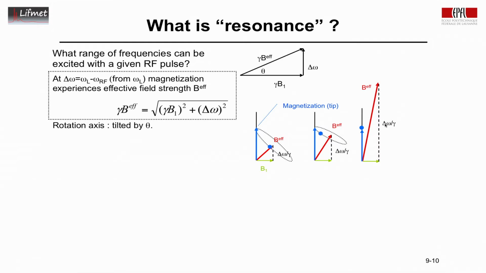So that's B0 minus the omega RF over gamma. And the B1 has stayed constant. So our B effective is now tilted more towards the vertical axis. The motion is again given by the Larmor equation, this circular motion perpendicular to B effective.